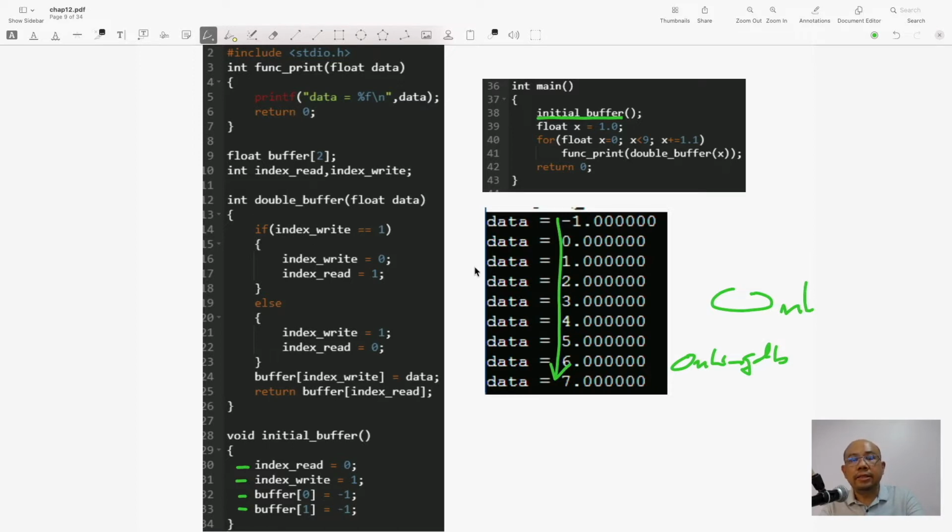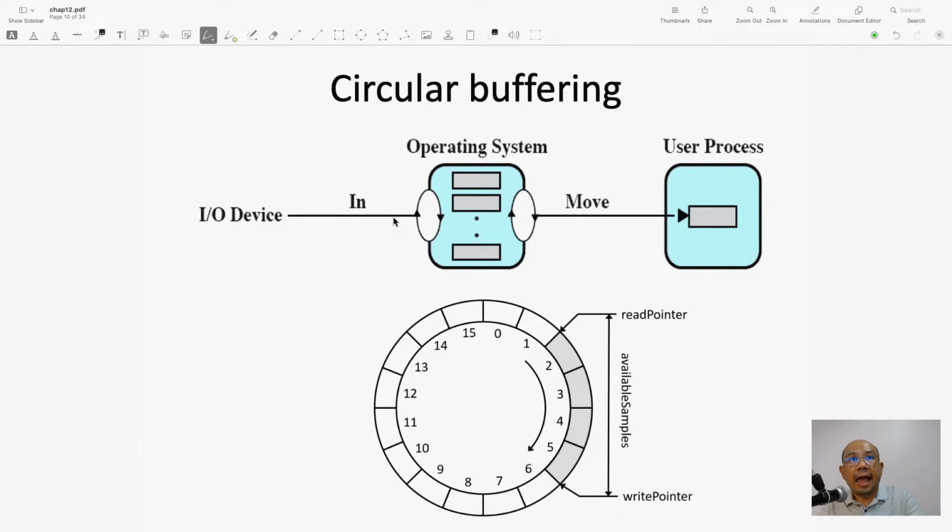And where is the location of the buffer here? This is the buffer variable for keeping the data. And here this is the double buffer management code, and in this are the pointers, index read and index write. You can modify this code to do the function like circular buffering. Here in this is circular buffering.